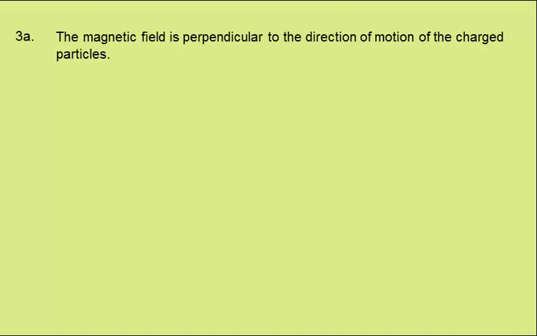Question 3a is about the Large Hadron Collider, and in the presence of a suitably directed uniform magnetic field, charged particles move at constant speed in a circular path of constant radius. By referring to the force acting on the particles, we need to explain how this is achieved and why it happens. Well, the magnetic field is perpendicular to the direction of motion of the charged particles.